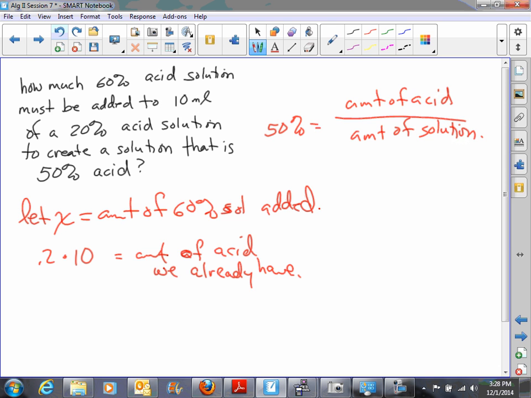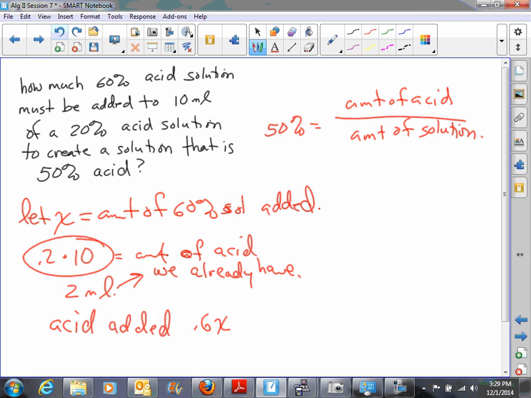Now stop and think about that with me for just a second. We have 10 milliliters of solution that's 20% acid. So 0.2 times 10 is the amount of acid. Now it's easier to just write 0.2 times 10 is 2 milliliters. So we have 2 milliliters of acid already. Now how much acid are we going to add? Well, we're going to add x milliliters, but only 60% of that is going to be acid. So the acid added will be 0.6x. There's 60% of the amount added is actually acid.